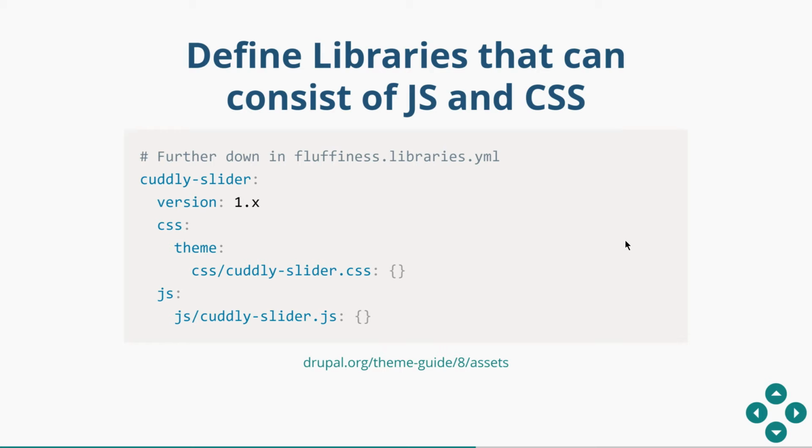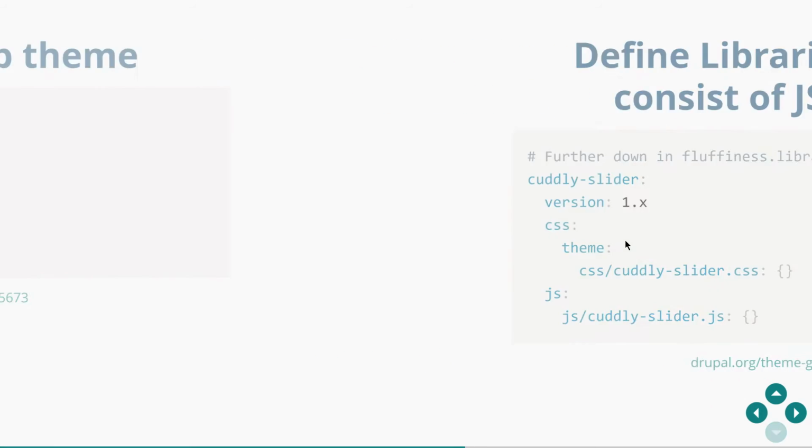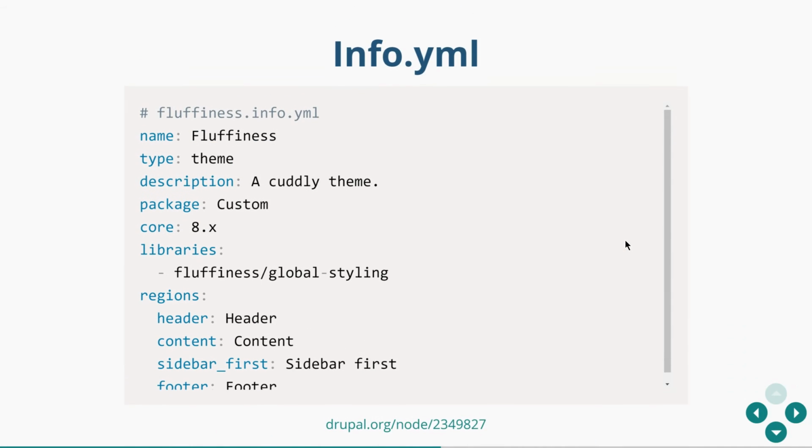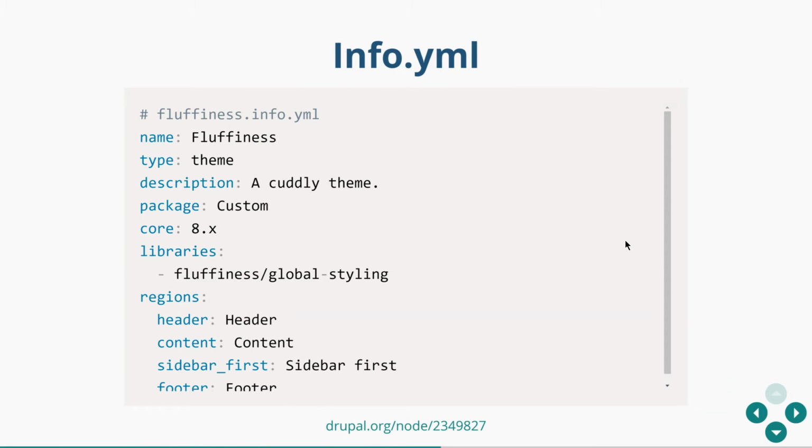I can give it a version if I want. That's going to be really important if you're using an external library. It's going to tell you what version you're using, so if you end up wanting to upgrade or something, you know where you were. And then CSS, so I'm including some of my CSS, also including some JavaScript. And that's going to be intelligently handled so that whenever I want to include Cuddly Slider on a page, it's going to get all my stuff for me. And in your info file, if you want to include something globally, this is what it looks like. So we want to include the global styling library from the fluffiness theme.